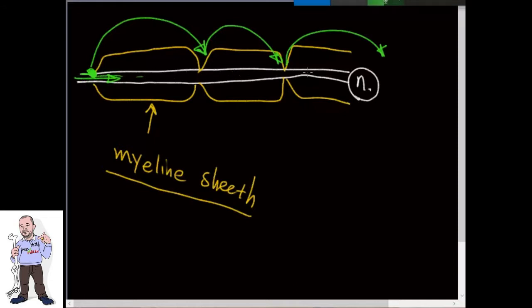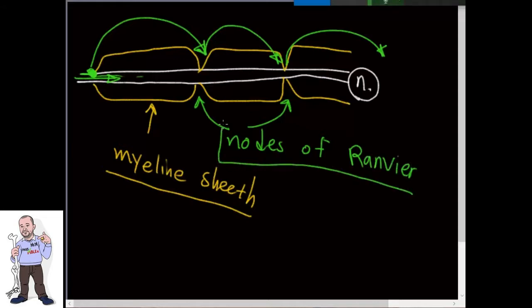Does that make sense? Because it jumps, the name of these holes here is what? We call them nodes of Ranvier. It's a French name. Nodes of Ranvier, okay? So this is the normal body working right now while you're sitting here, and you're so sleepy, all these nerves are working.